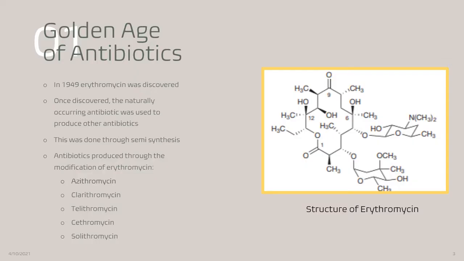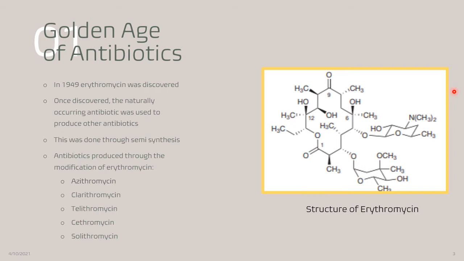In 1949, erythromycin, which is a commonly used macrolide antibiotic whose structure can be seen on the right, was discovered in the Philippines. Following the discovery of this naturally occurring antibiotic, other macrolide antibiotics were able to be produced through a process called semisynthesis, where structures called R groups are chemically modified in order to increase the efficacy of an antibiotic or where in the body the antibiotic can be used. This can also help target certain types of bacteria.